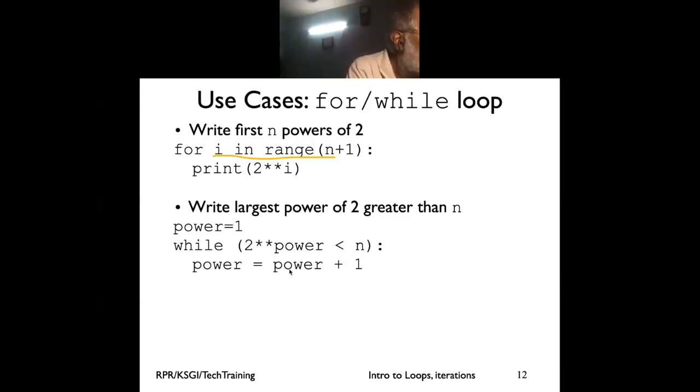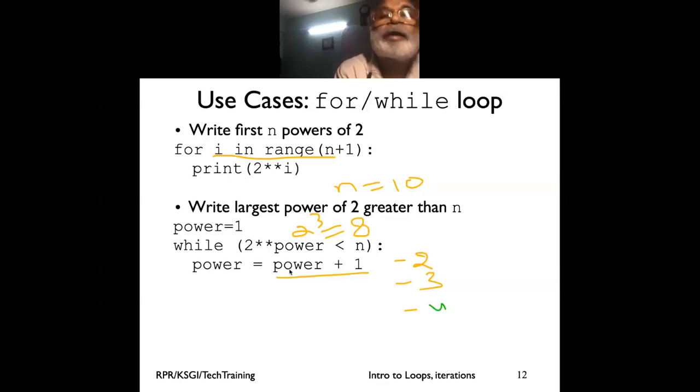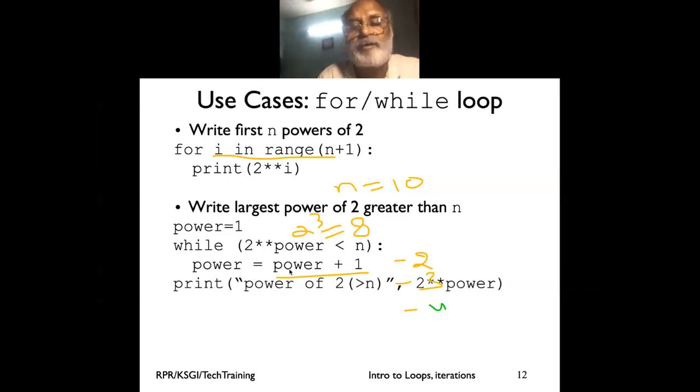At this point, I start with 1. Now power becomes 2. And let's say n is 10. Somebody enters n is 10. Now 2 power 2 is less than 10, which is 4. I go back. Now it becomes 3. 2 raised to power 3 is 8, which is again less than 10. I'll continue. Then my power becomes 4. 2 raised to power 4 is 16. It is not less than 10. So I break, and then I basically say print power of 2 is something of this kind.